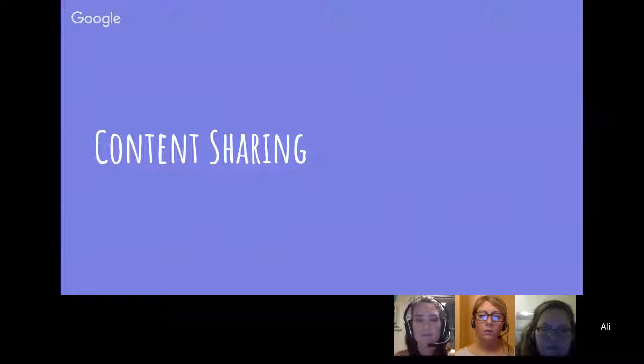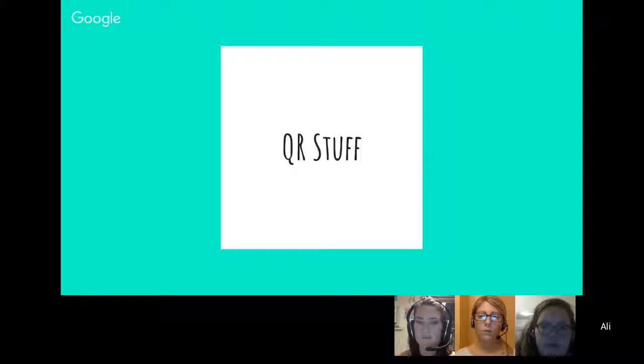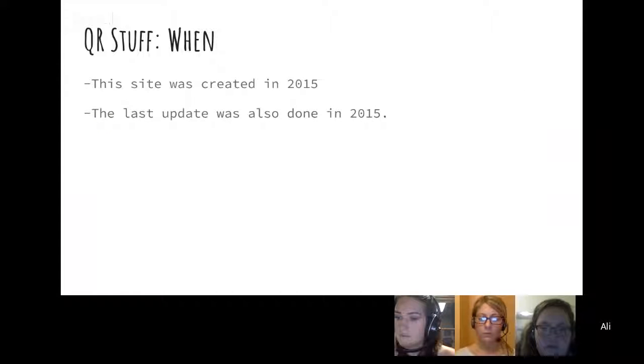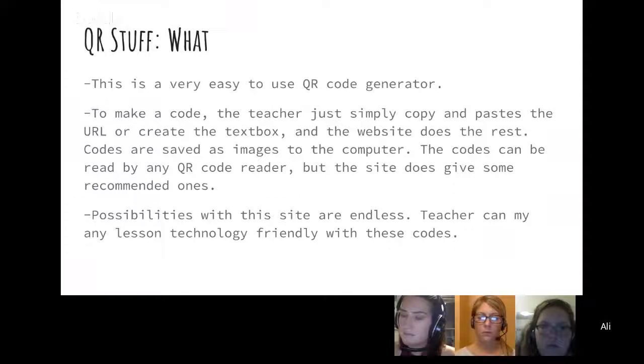The next section we're going to go over is some content sharing tools. And the first content sharing tool is QR Stuff. QR Stuff is founded by a corporation called Denso Wave Incorporated, and more information about this company can be found at their website, which is linked right on the PowerPoint. It was founded in 2015, and the last updates were also done in 2015 on the site. QR Stuff is a very easy to use QR code generator.